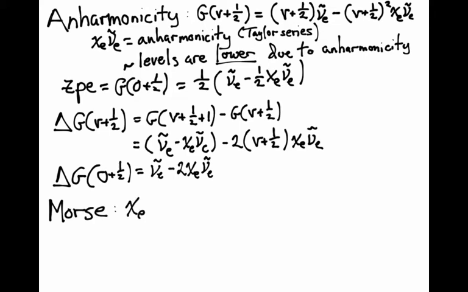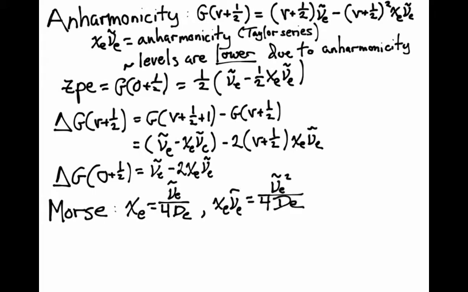For the Morse oscillator, first of all, this term, this anharmonicity, is often expressed just as xe. That's equal to nu e divided by 4 times the equilibrium bond energy, dE, of the Morse oscillator. We can multiply by nu e to get xe nu e is equal to nu e squared divided by 4 times that equilibrium bond energy.